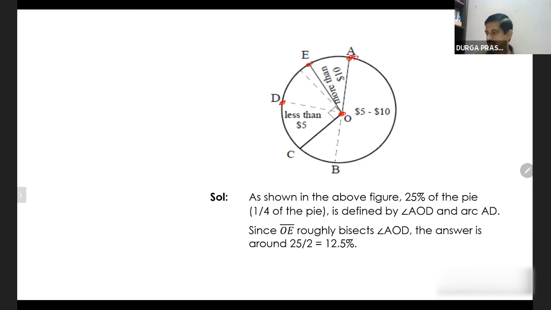So therefore, the answer is roughly half of 25. This is 25%, 90 degrees, isn't it? I've shown the dotted line, it is 90 degrees. So roughly half of 25% is 12.5. So the answer is B. Please go fast, quick.